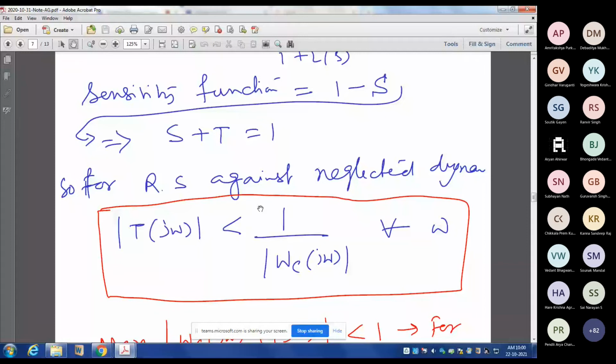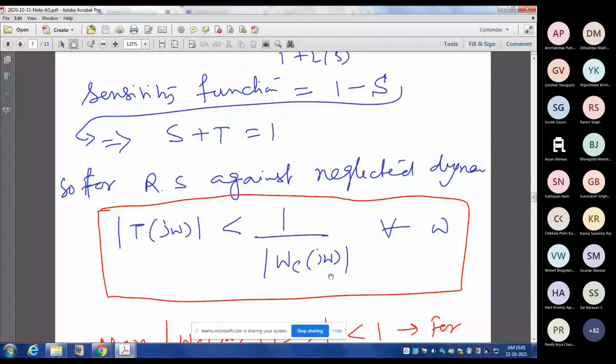You can also consider these constraints in the design process itself. That is taught in advanced control courses, known as H infinity control, which I am not going into. That is not in your syllabus. But my suggestion is that for any practical system, after designing the controller, you should at least verify whether T(jω) is lying below 1 by WC(jω).